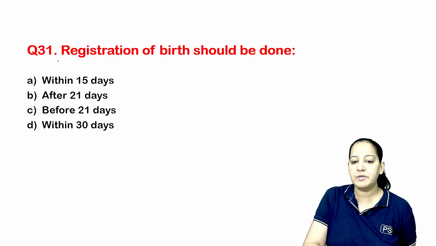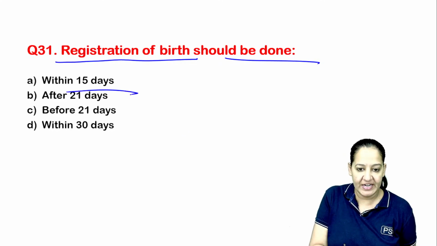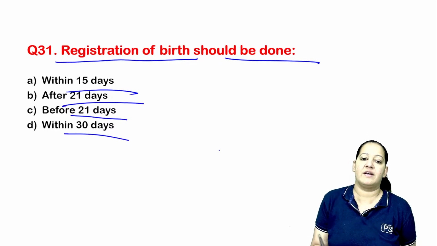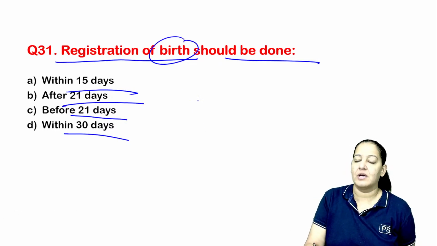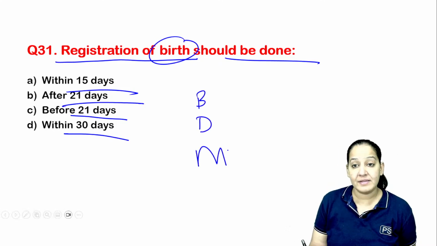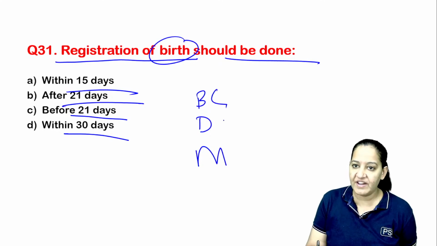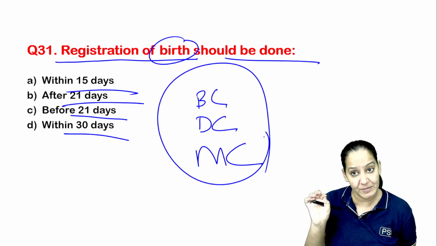So coming on the next question, registration of birth should be done within how many days? Within 15 days, 21 days, after 21 days, before 21 days, or within 30 days? Registration of birth. You may be knowing, no? The birth has to be registered. All birth, all death, all marriages have to be registered. So we get a birth certificate, death certificate, marriage certificate. It has to be certified.